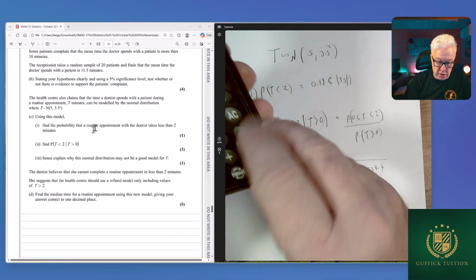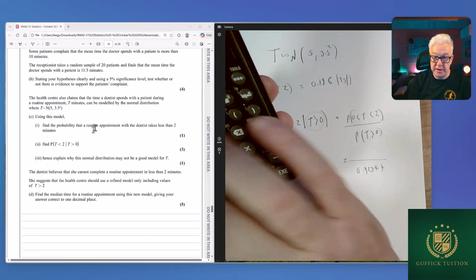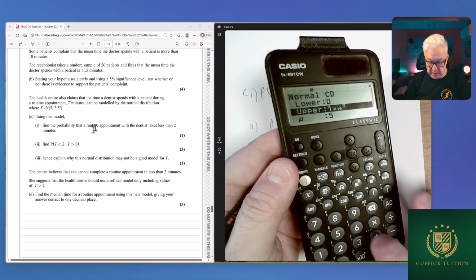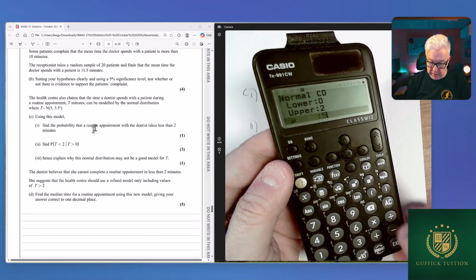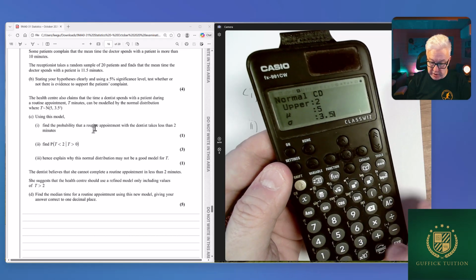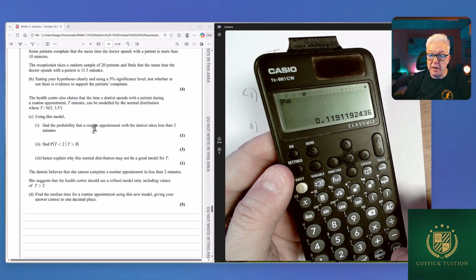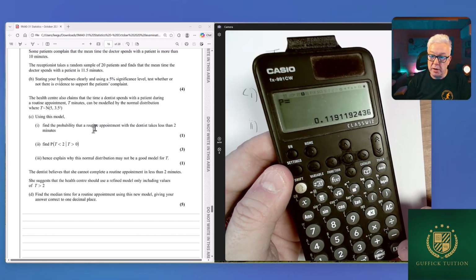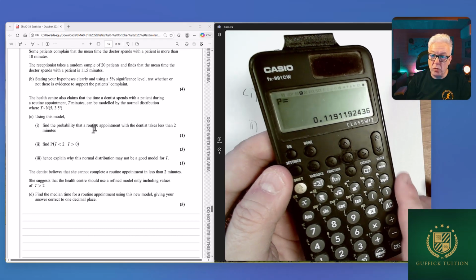Now the numerator, the lower limit is going to be 0. That's very important. I think it's easy to make a mistake there. The upper is 2, the mean is 5, and the standard deviation is 3.5. And that gives me 0.11912.